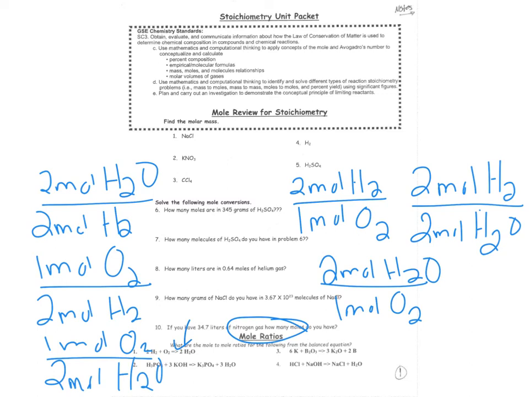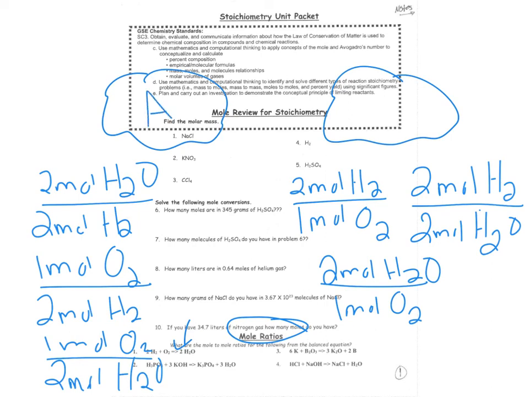Essentially what this means is that there are really 2 mole islands, okay? There's a mole island for compound A, and there's a mole island for compound B. And you can travel back and forth to those islands by using a mole ratio.